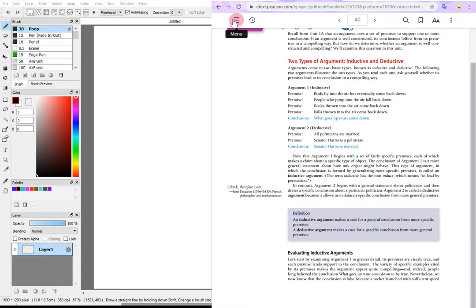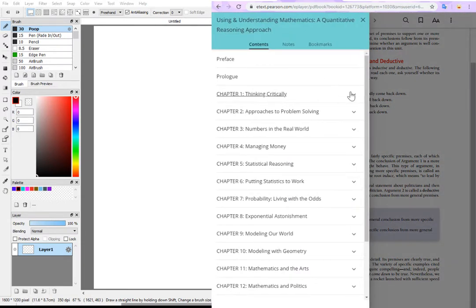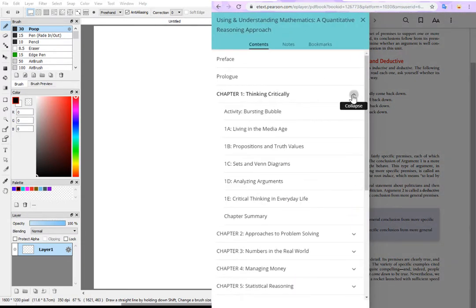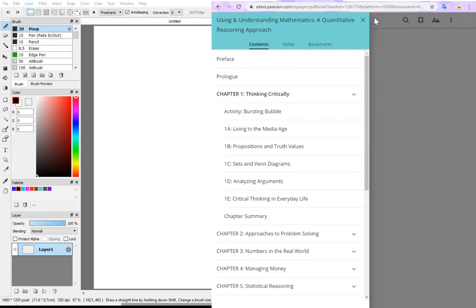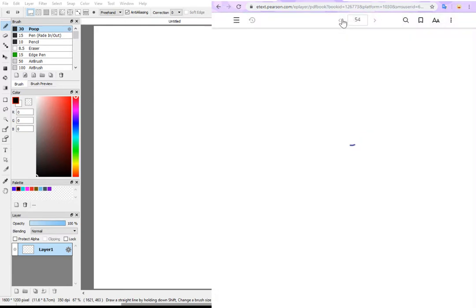Anyways, we've got those ideas for deductive and inductive arguments. Let's see if we can jump to some of the homework here. We'll jump to 1E, and we'll take a look at the homework to think about those inductive and deductive arguments.